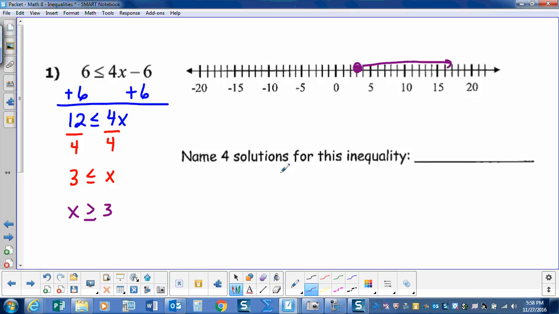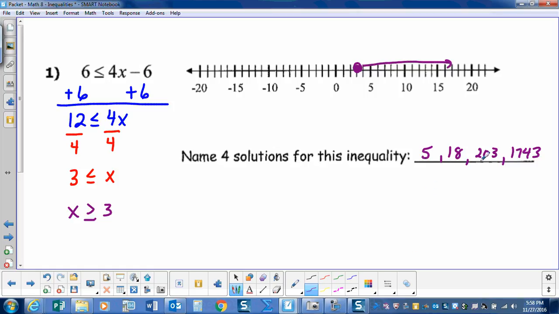So we're going to name 4 solutions for this inequality. So remember, inequalities have an infinite number of solutions. So we can pick any 4 numbers. I could pick the number 5. I could pick the number 18, 203, 1,743. Any number that's greater than or equal to 3 is a solution of this inequality.